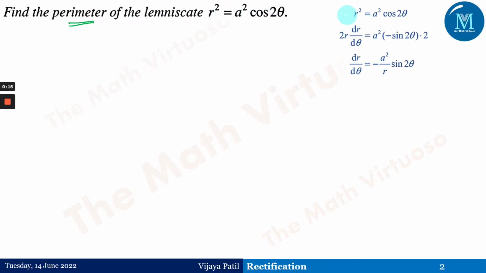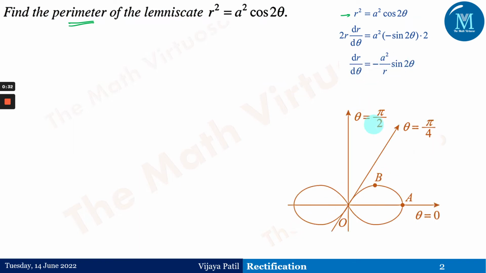We are differentiating the equation of the curve or lemniscate with respect to theta. We'll be getting 2r dr/dθ equals a squared into minus sin 2θ into 2. Moving ahead with this, taking out the value of dr/dθ equals minus a squared upon r sin 2θ. Now this is the lemniscate we have to consider here for this particular curve.